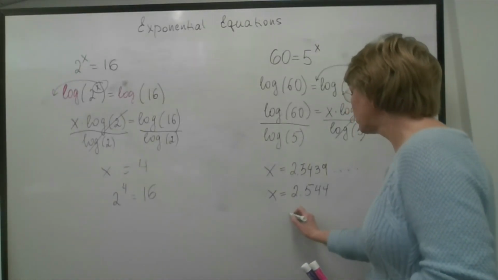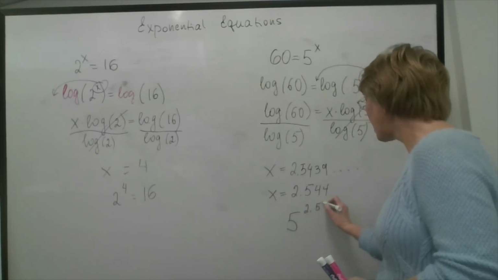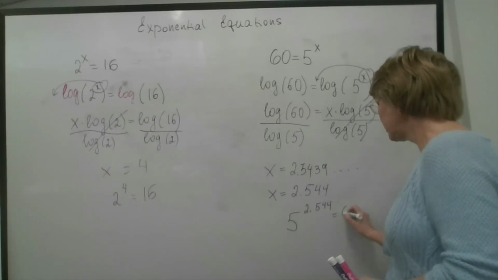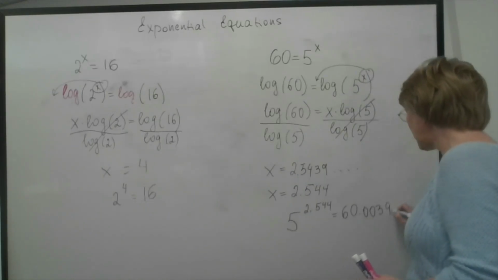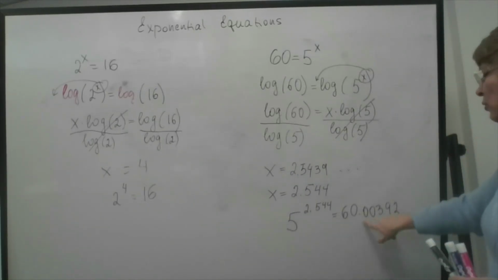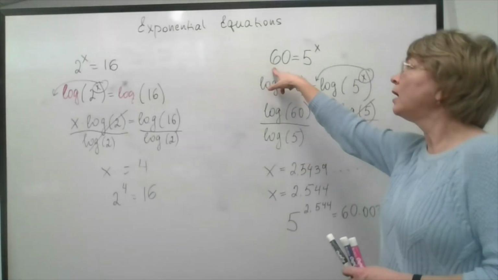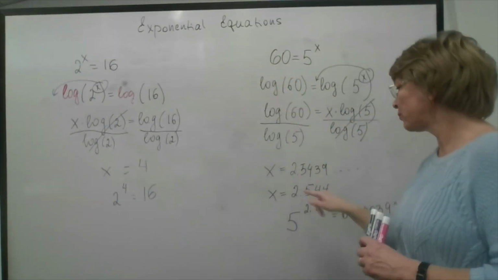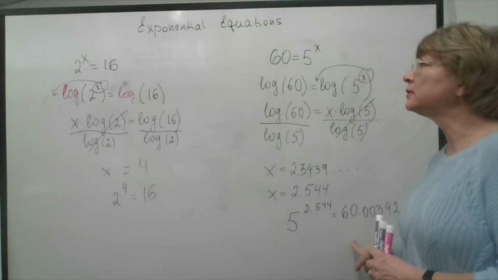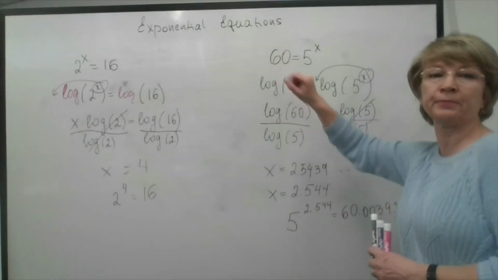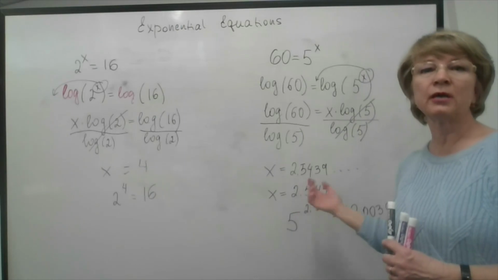If you type on a calculator 5 to the power 2.544, it will be equal to 60.00392. You see that your answer is a little bit different from 60. Why? Because we rounded right here. This is why your final answer is a little bit higher than it's supposed to be. But I want you to follow the same steps again and show all your work.